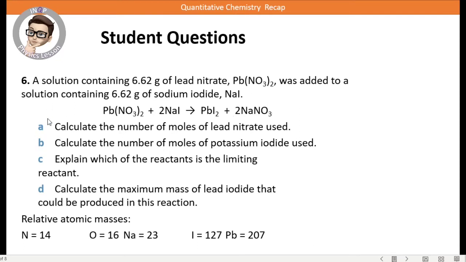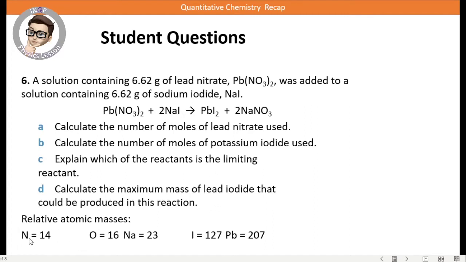So the first question is to calculate the number of moles of lead nitrate used. I think that's quite straightforward. Calculate the number of moles of sodium iodide used. Again, quite straightforward. Explain which of the reactants is the limiting reactant. So which one has got the least, and take into account the fact you've got that 2 there for sodium iodide. And then the maximum mass of lead iodide that could be produced in the reaction.